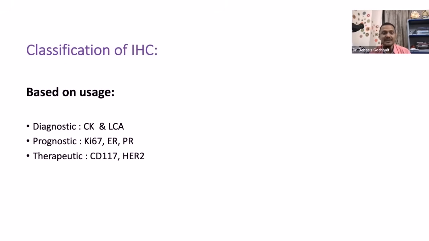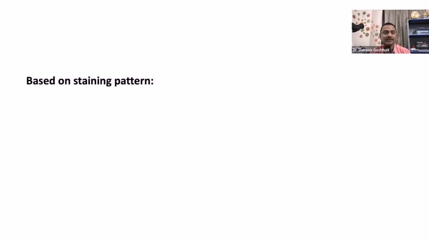Prognostic markers I have explained. Therapeutic markers I have already told. If HER2 is positive in breast carcinoma, we can give Herceptin. Similarly, if CD117 is positive, then imatinib therapy can be tried. CD117 is positive in certain tumors, where if this is present, then certain therapy can be given. So that is how it is therapeutic.